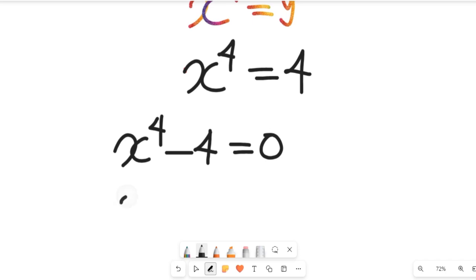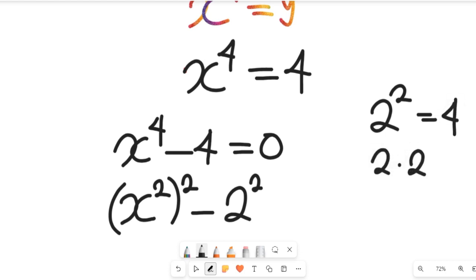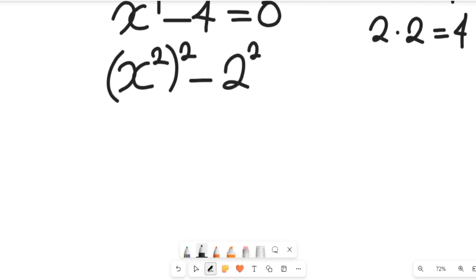So this is going to give us x to the power of 2, right, multiplied by 2 minus 2 to the power of 2. All this is because 2 to the power of 2 is equal to 4 and 2 multiplied by 2 is equal to 4. So we've not changed anything. So from that expression, those two expressions will now be equal to 0.